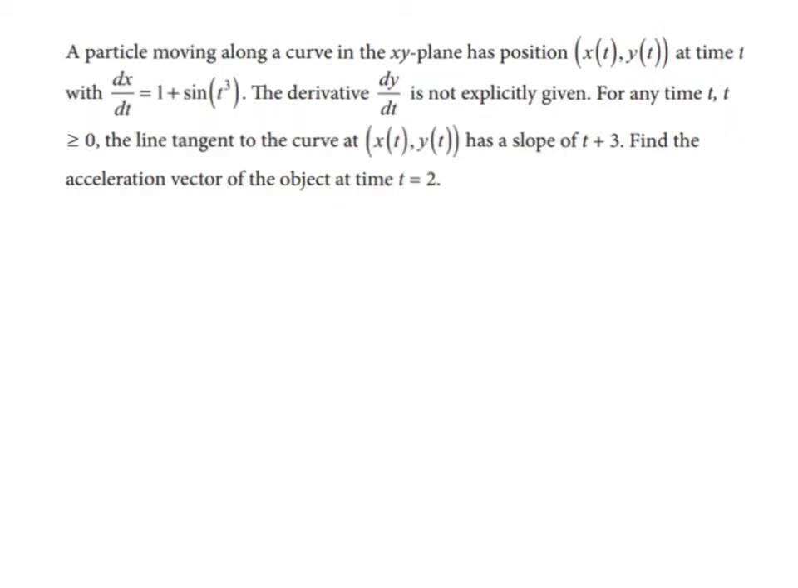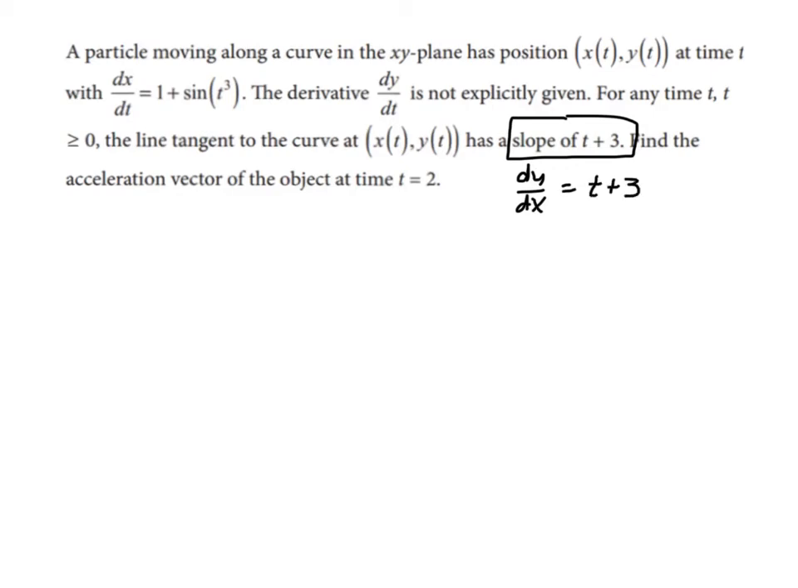Now let's look at one other here. It says a particle moving along the curve has a position of x of t and y of t. dx dt is 1 plus sine t cubed. It says the derivative dy dt is not given, so we don't know y or the derivative of y. For any time, the line tangent to the curve has a slope of t plus 3. So if we always have a slope of t plus 3, that means that dy dx is equal to t plus 3.